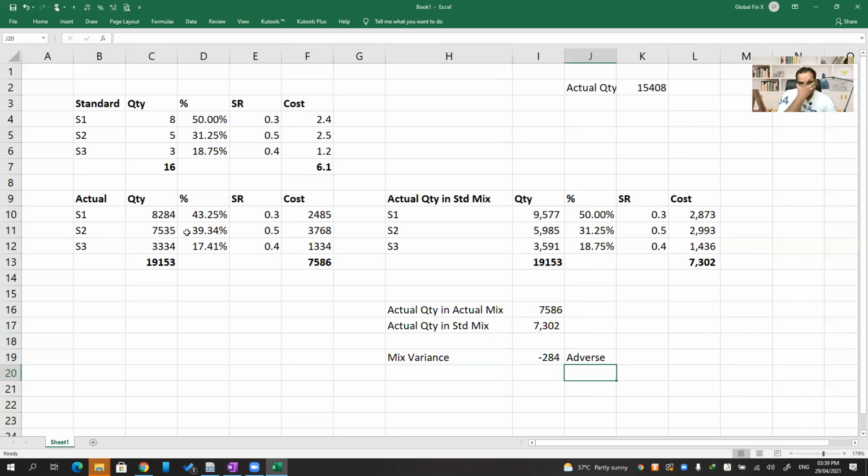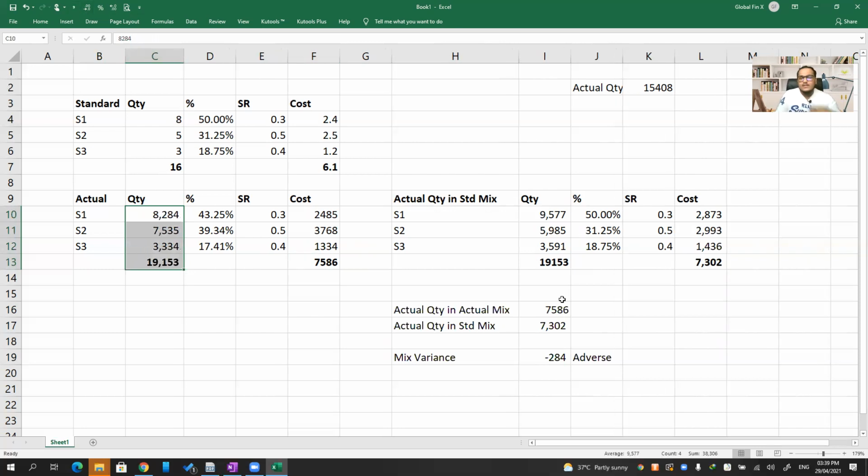Adverse variance or favorable variance? If we are mixing in the standard mix, we should have got 7,300. But it's a loss only because of increasing the material C. Because of the increase in material C, we are getting this actual loss. Okay, that is adverse variance.